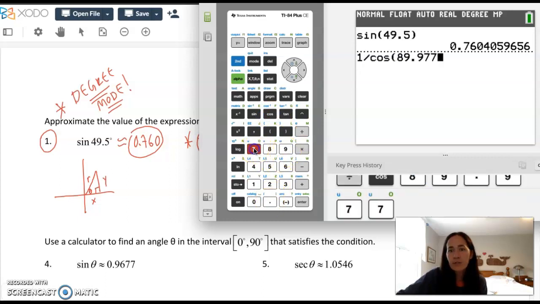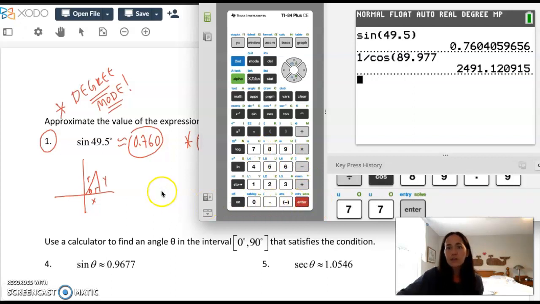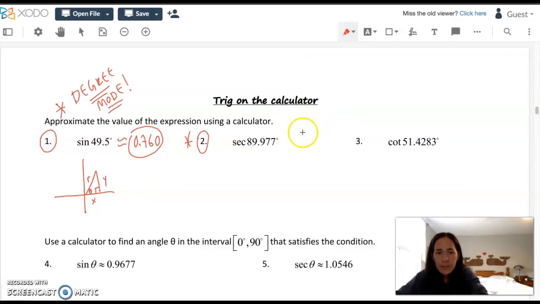0.977 degrees. I'm going to have a pretty big value for this one. Hit enter, and I'll talk about why it's so big. Up in the 2000s, between 2000 and 3000, here's how I type it into the calculator. With no secant key, I'll go 1 over the cosine of 89.977.